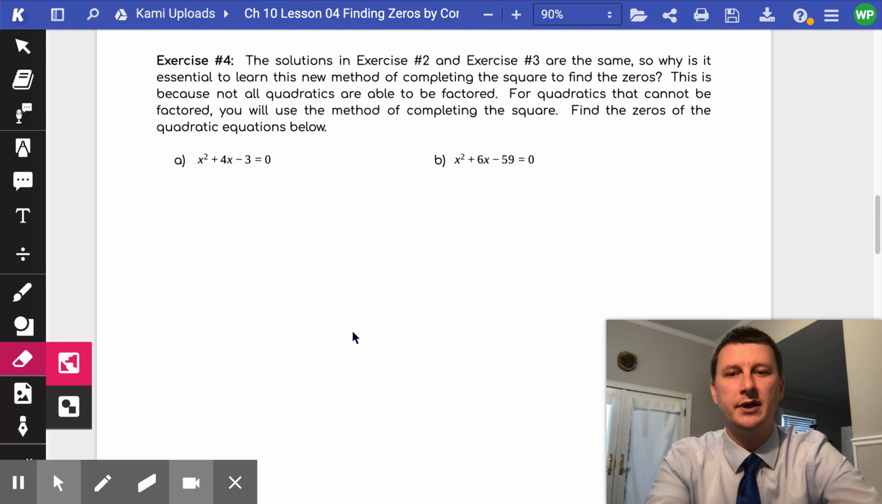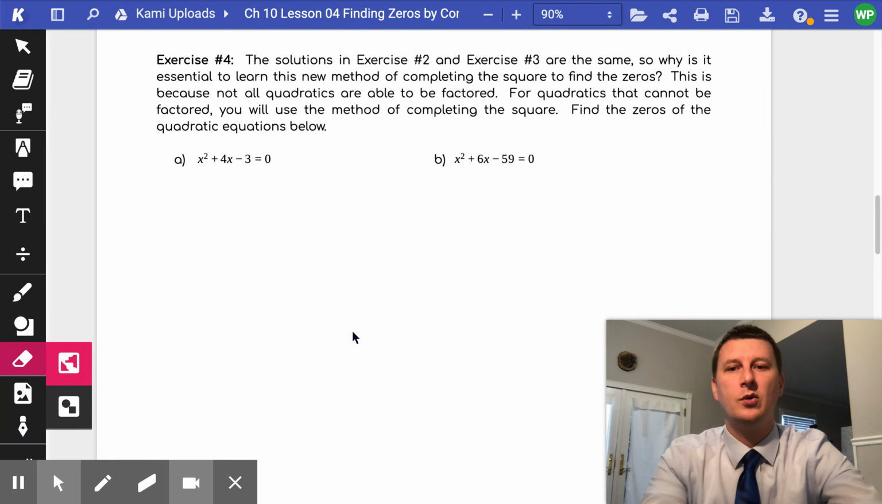But if we're looking at exercise number 4, it says, why is it essential to learn this new method of completing the square to find the zeros? This is because not all quadratics are able to be factored. For quadratics that cannot be factored, you will use the method of completing the square. Find the zeros of the quadratics below.